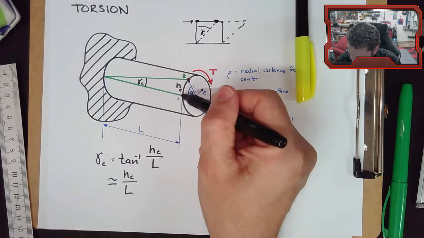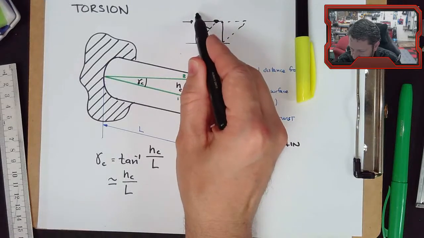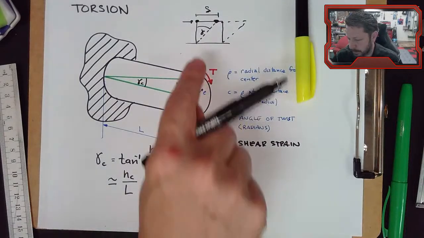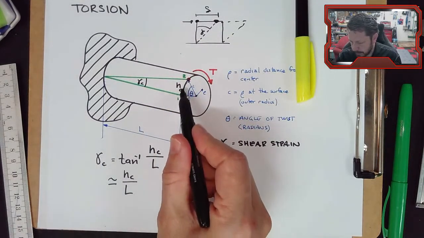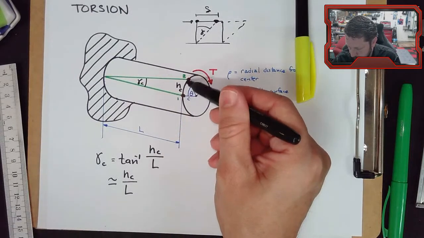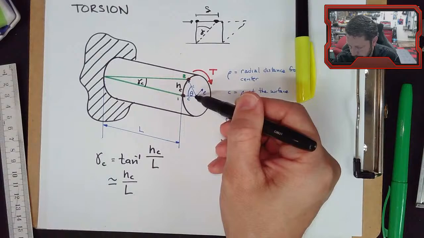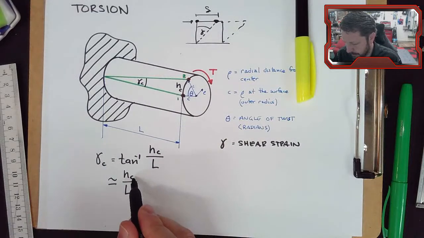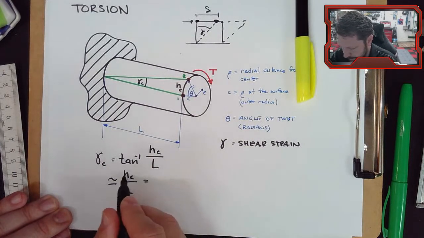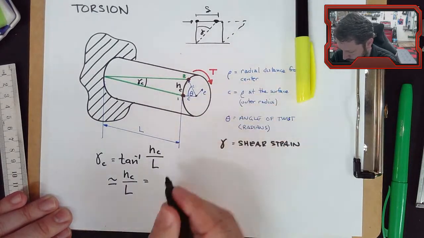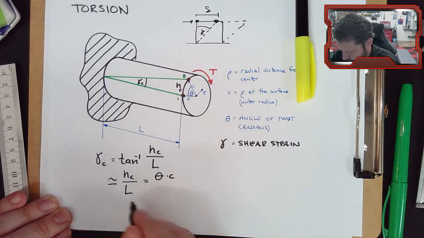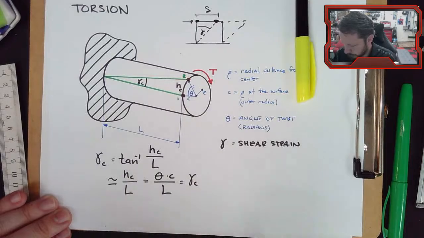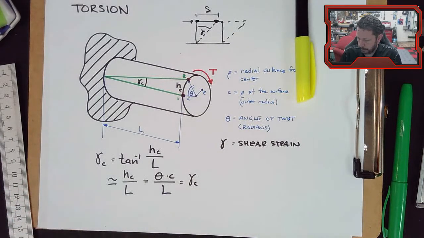Okay, HC is this distance that the point moved from here to here. Now on this one, this would be the same idea. I think we called it delta maybe on this particular setup. So that distance is this arc length. And we can calculate that arc length with this radius times the angle that the point moved through. So I'm going to replace HC with the distance HC, which is theta times C, and then over L. And now we have an equation that will give us a ratio here.